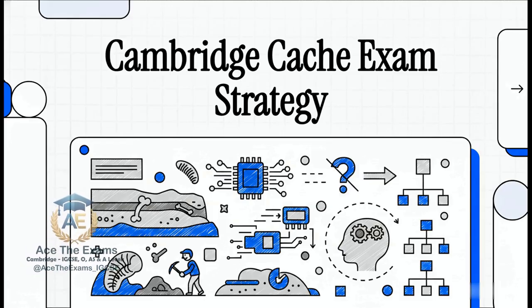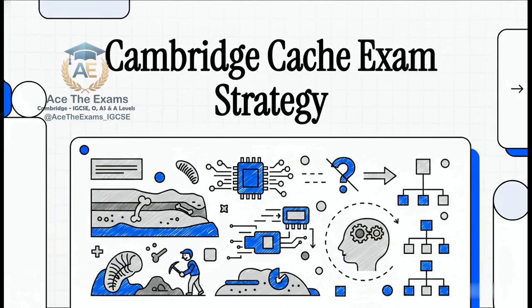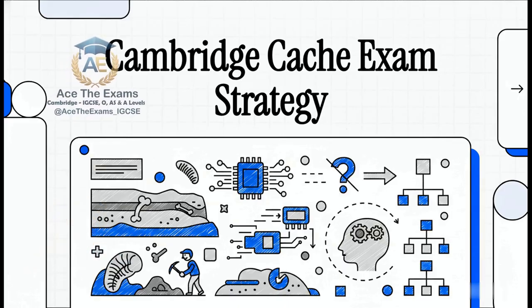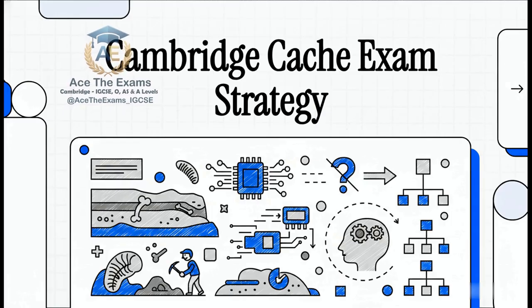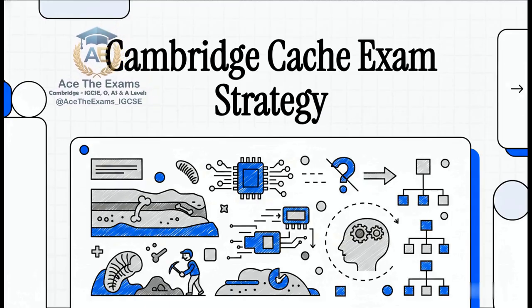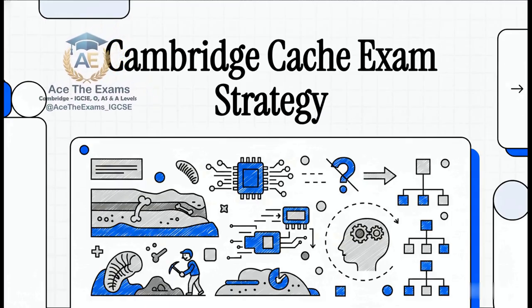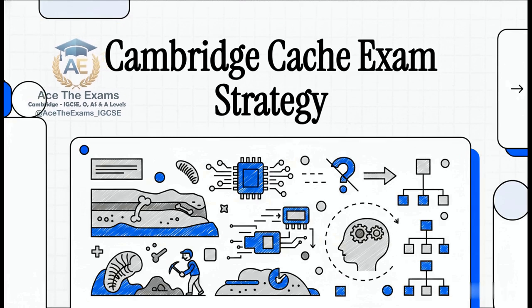I mean, picture it. You're in the exam hall, you flip the page, and you stare down an 8-mark extended response question on factors affecting computer performance, specifically cache memory. And what happens? You freeze. Or even worse, you furiously write half a page, walk out of that hall feeling like an absolute genius, and then later on realize you scored a 3 out of 8. Ouch. So why does this happen?